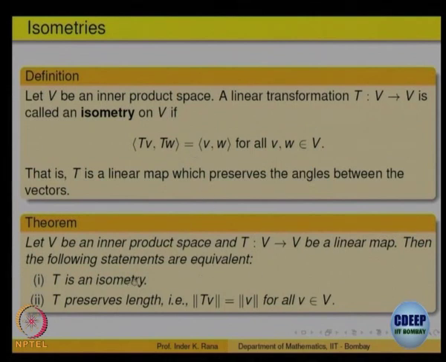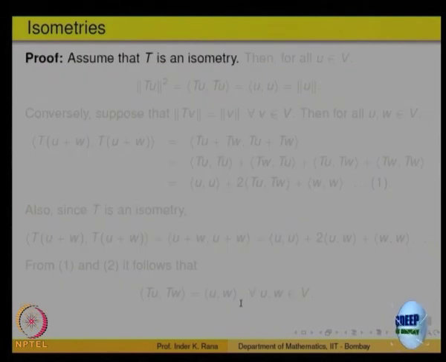An isometry is a map from the vector space V to V that preserves the angle, and we are saying this is equivalent to saying that it also preserves the magnitude. This is not very difficult to show. How is the magnitude related to the inner product? It is the square root of V dot V, that is the magnitude. So, using that one can easily prove it.